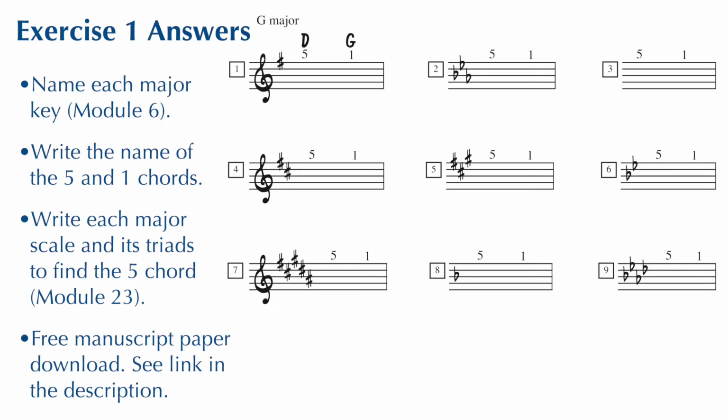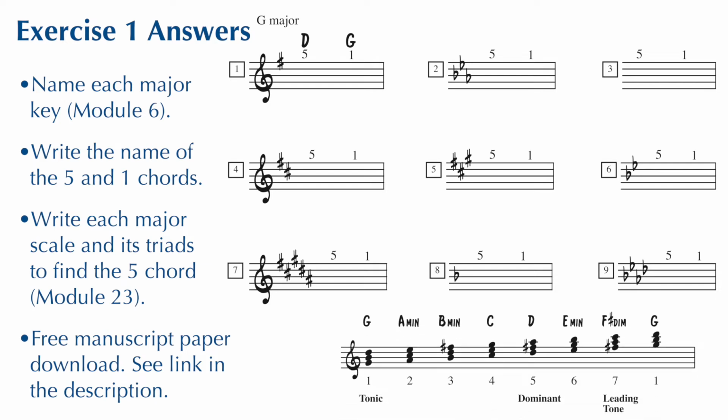Number 1 is already done for you. 1 sharp in the key signature puts us in the key of G major. We can build out a G major scale and its triads and discover that D is the 5 chord. So our 5-1 progression is D, G.